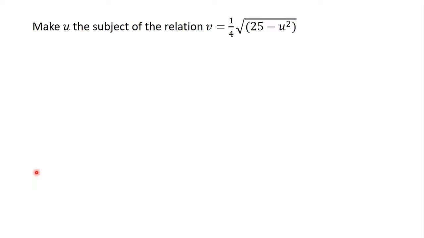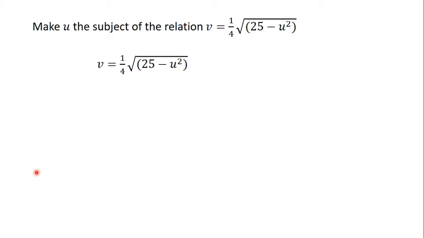So we have been able to make s the subject of the equation. Let's look at our second question. Make u the subject of the relation v is equal to 1 over 4 square root of 25 minus u squared. So this is our question and we have to make u the subject of this equation.